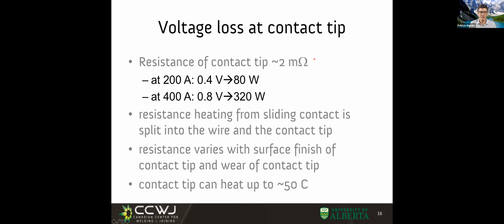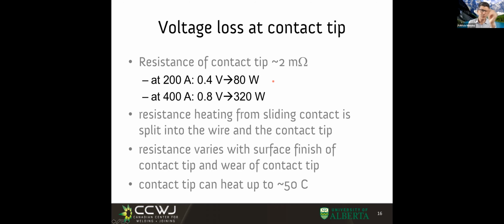Look at this. What is the consequence of this voltage loss, this resistance at the contact tip? At 200 amps, we have about 0.4 volts. That is about 80 watts. 80 watts are generated right at the interface between the wire and the contact tip. If we are at 400 amps, it's more or less 0.8 volts. That's 320 watts, all there.